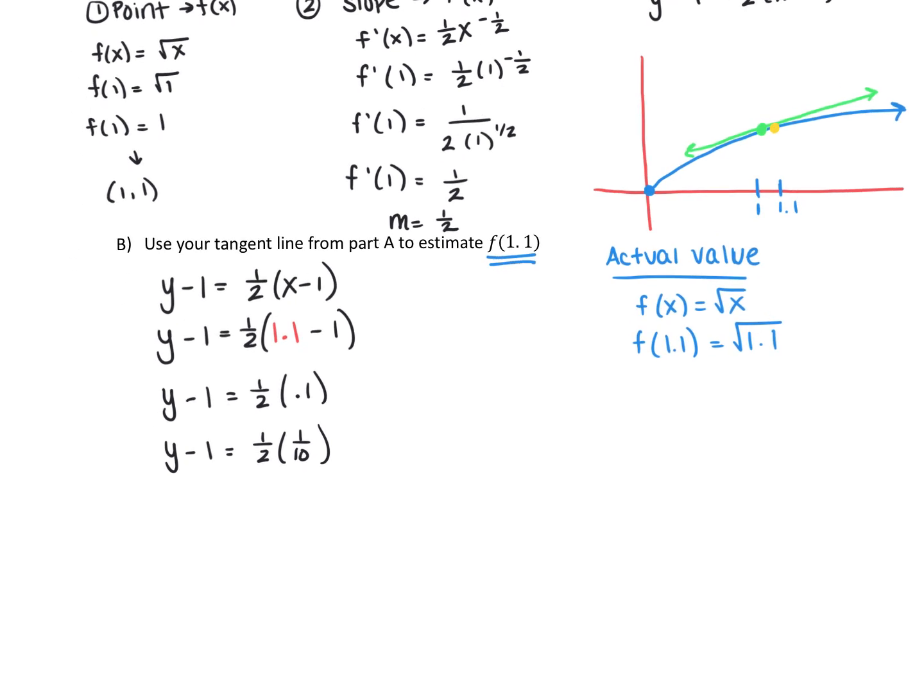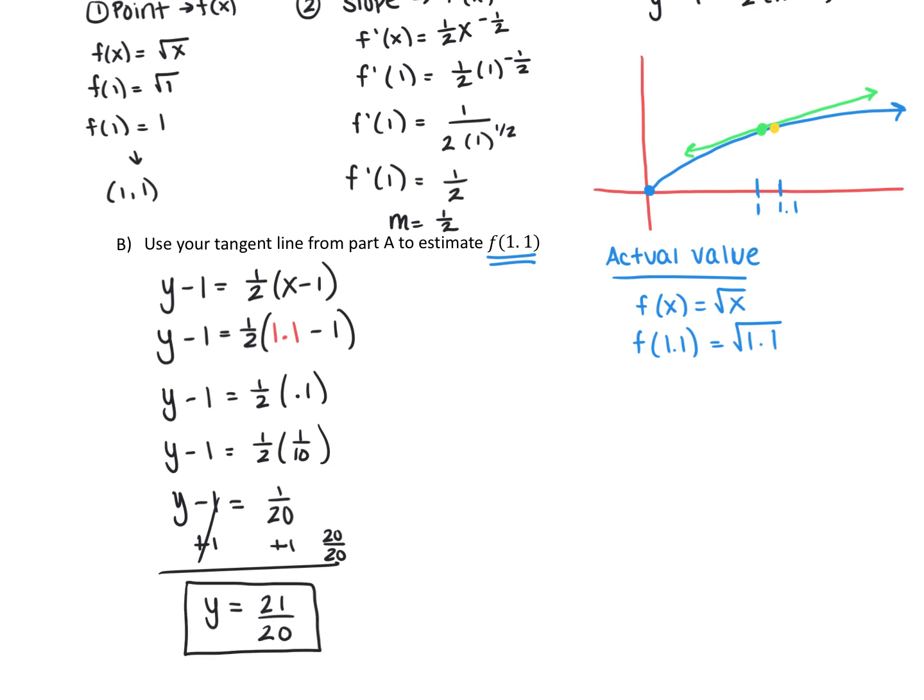So we can change this to 1/10. And we have y minus 1 equals 1 over 20. And then we just add 1 to both sides. And remember, adding 1 is like adding 20 over 20. So 1 over 20 plus 20 over 20 is 21 over 20. So that would be my y value that would correspond closely to this 1.1.